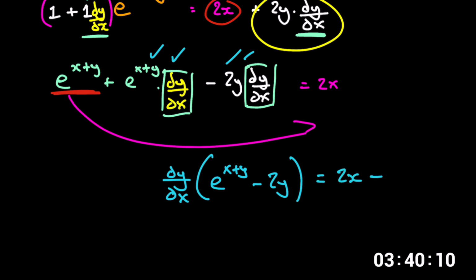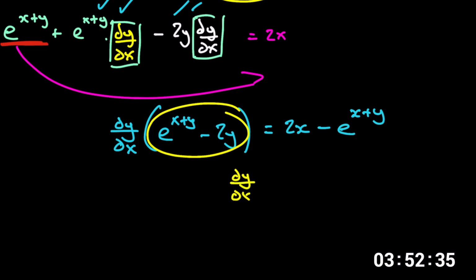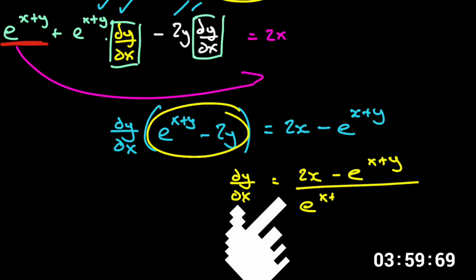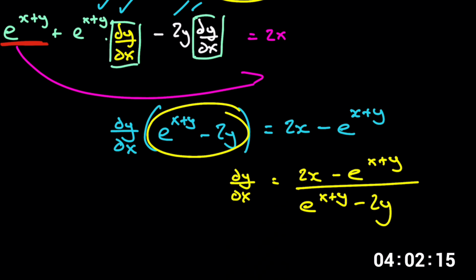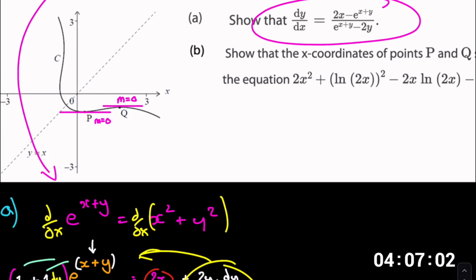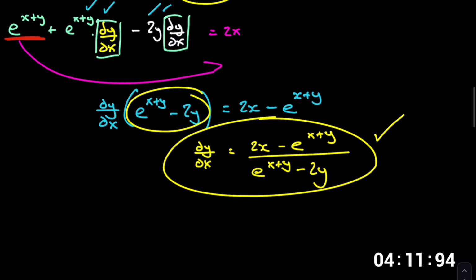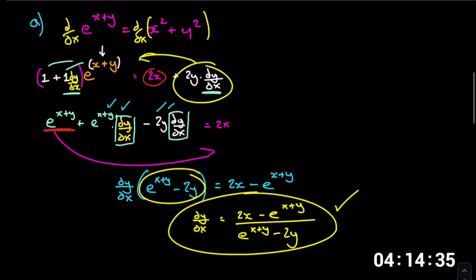And then I said I was going to move that e to the x plus y over to the right-hand side. We're getting very close to the result they wanted, but you need to divide both sides by the entire bracket now. So our final line is dy by dx equals what they required in the question. We'll do a double check to make sure everything has gone to plan. That looks pretty good: 2x minus e to the x plus y, over e to the x plus y minus 2y. Yep, this is looking good. That is part A done. Let's focus on part B now.